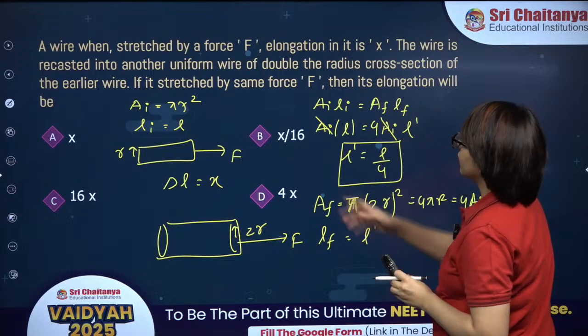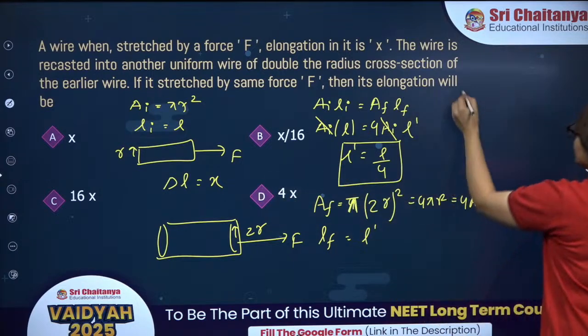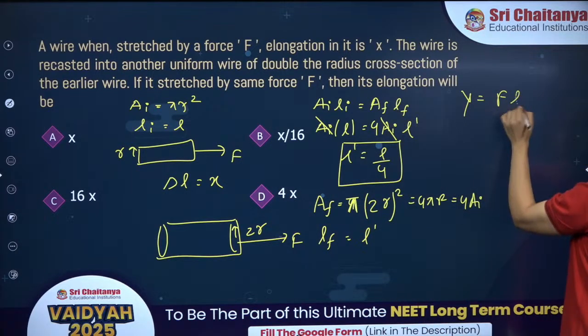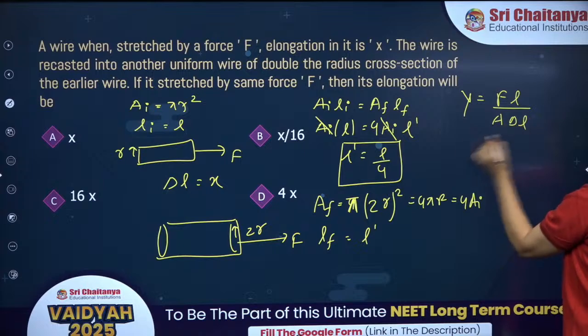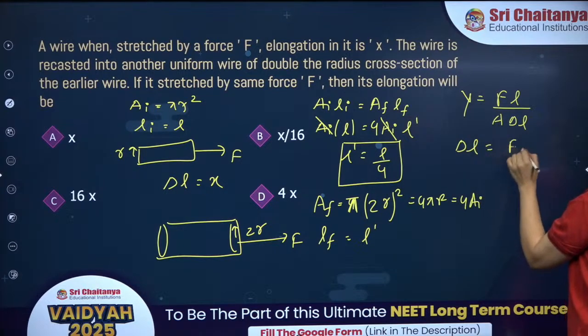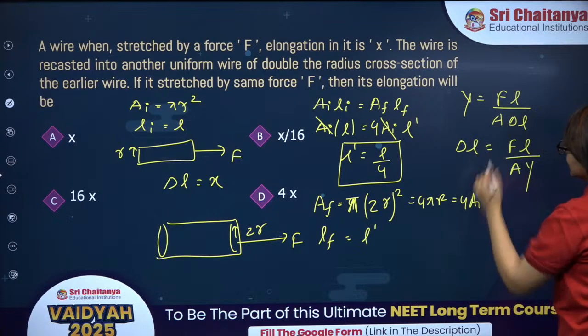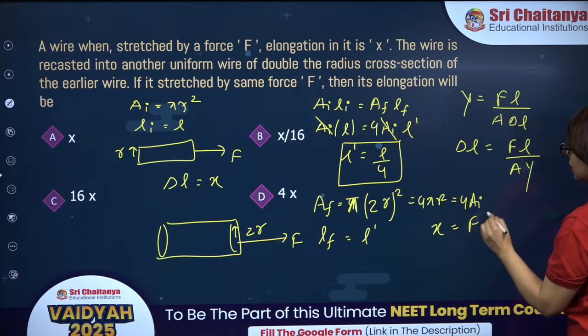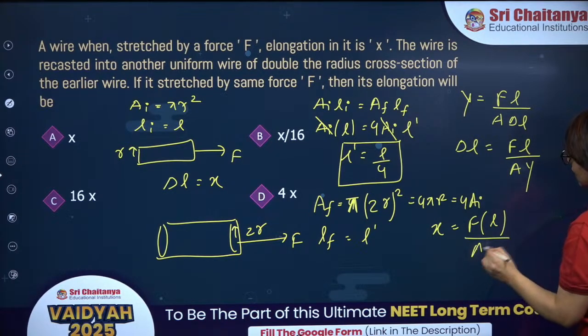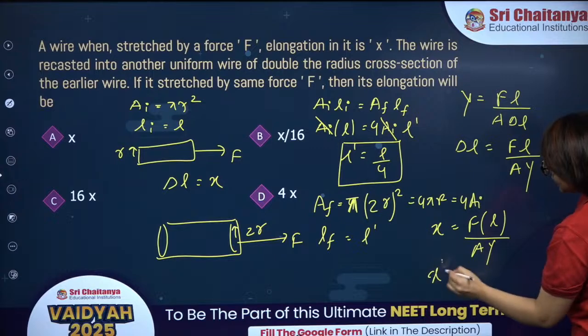Now, initial elongation in the wire is x. So, Young's modulus is what? FL divided by A delta L. So, elongation will be FL divided by AY. Initially, it is x, FL divided by AY. Now, finally, let's say it is x dash.